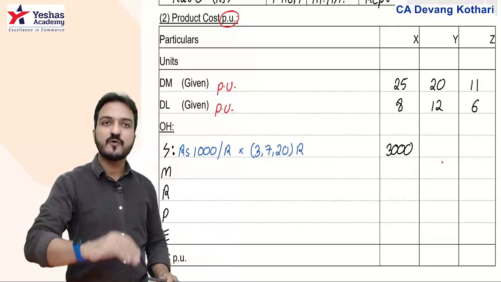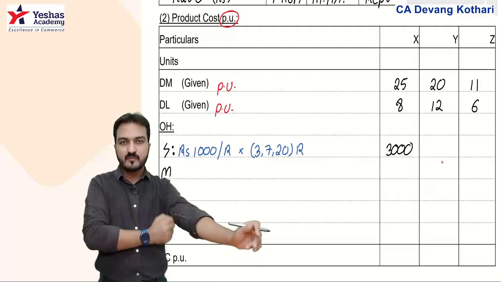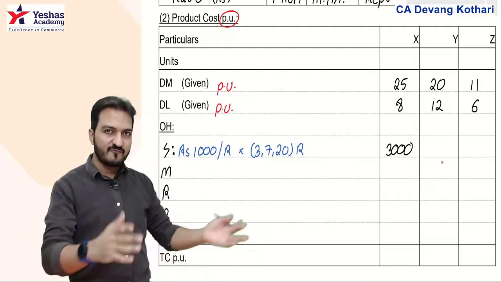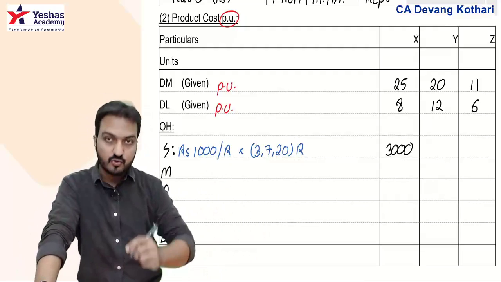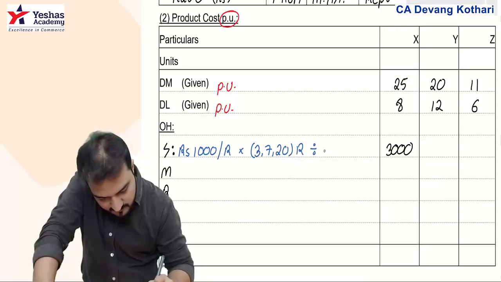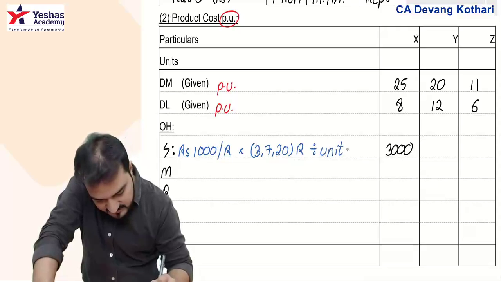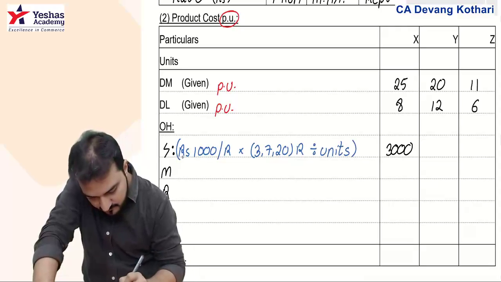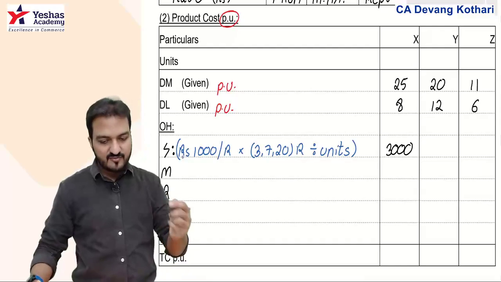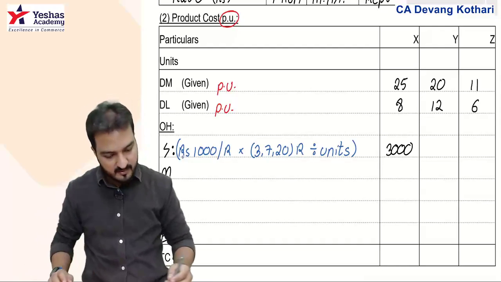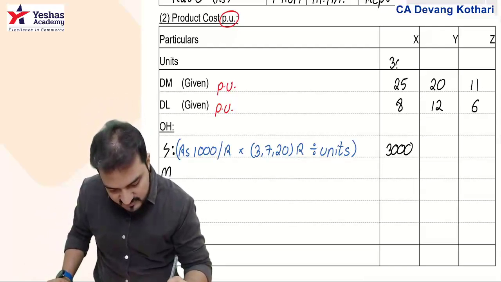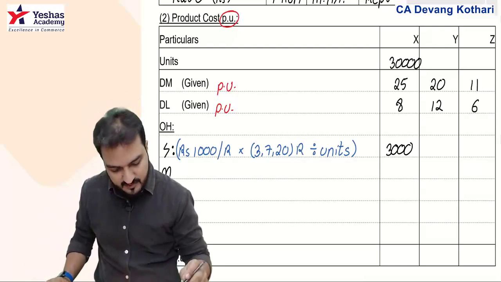If 3,000 is for all units of X, how do I convert that into the cost for 1 unit of X? Simple. To convert this cost into the cost of 1 unit, I can simply divide by the number of units. And for that, you are given the number of units in the question. Look at the first line in your question table. You are given the number of units for X, Y and Z. X, you are producing 30,000 units.